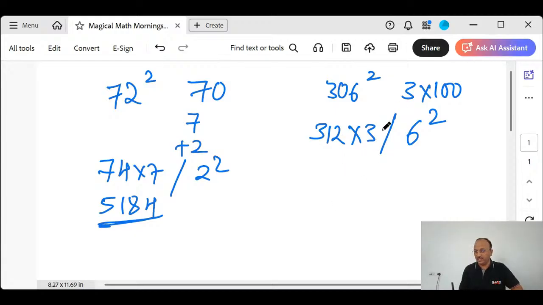No. You have to multiply with 3. 3 is the sub base, not with 6. Correct? 306 plus 6. Plus 6 is the deviation. So 306 plus 6 is 312. Yes, there also someone has made a mistake. 312 into the sub base we have to do, not with 6. So 312 into 3 is 936, and 6 square we have to do. 6 square is not 12, 6 square is 36. Yes, 93636.